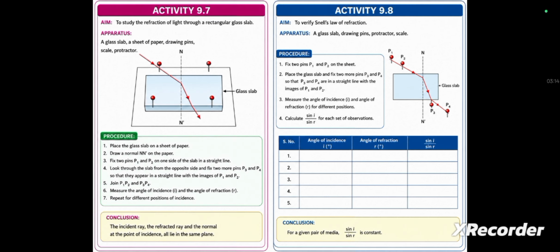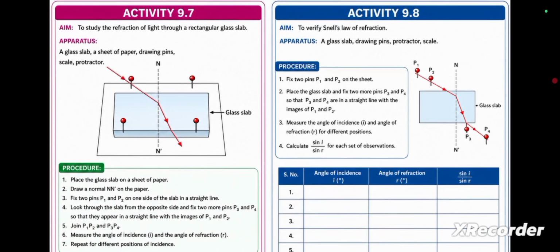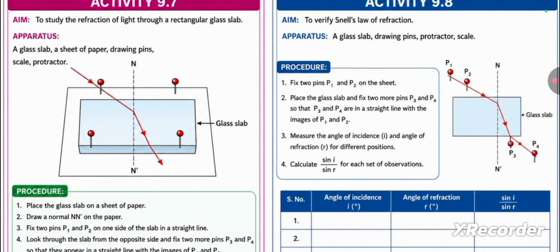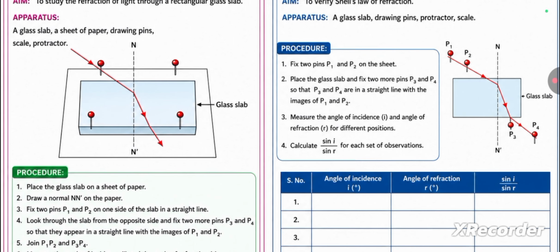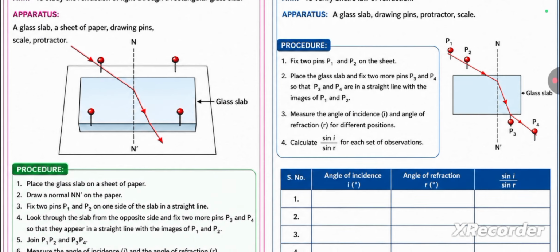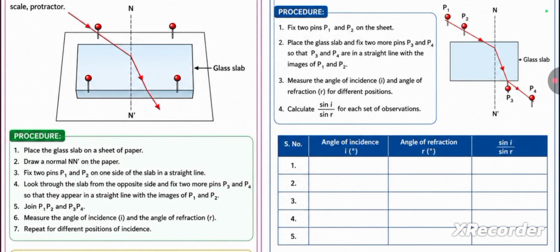Activity 9.7. Aim: to study the refraction of light through a rectangular glass slab. Here we are discussing the last topic. The apparatus required: a glass slab, a sheet of paper, drawing pins, a scale and a protractor. Procedure: place the glass slab on a sheet of paper. Draw a normal NN' on the paper.